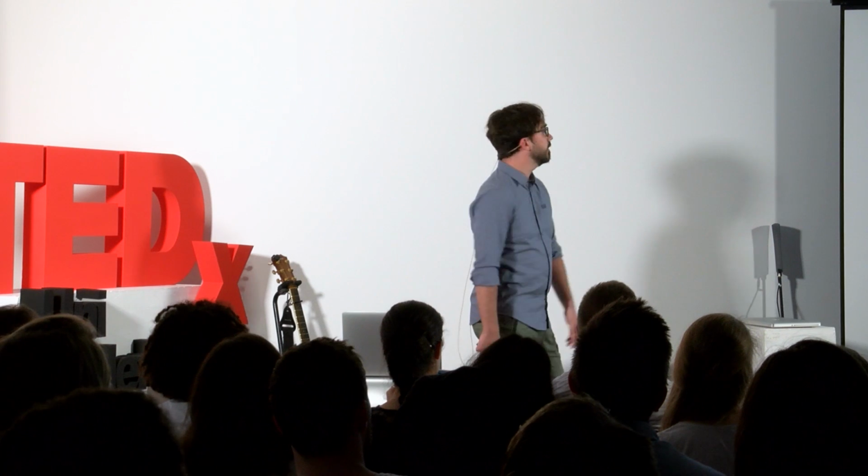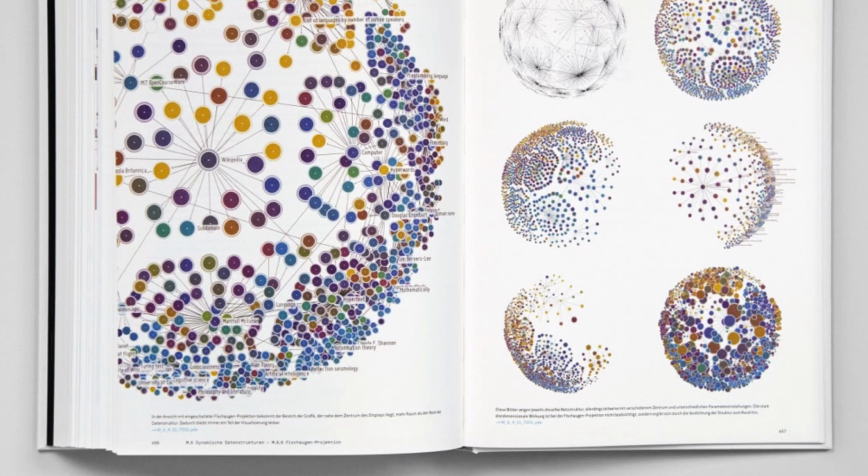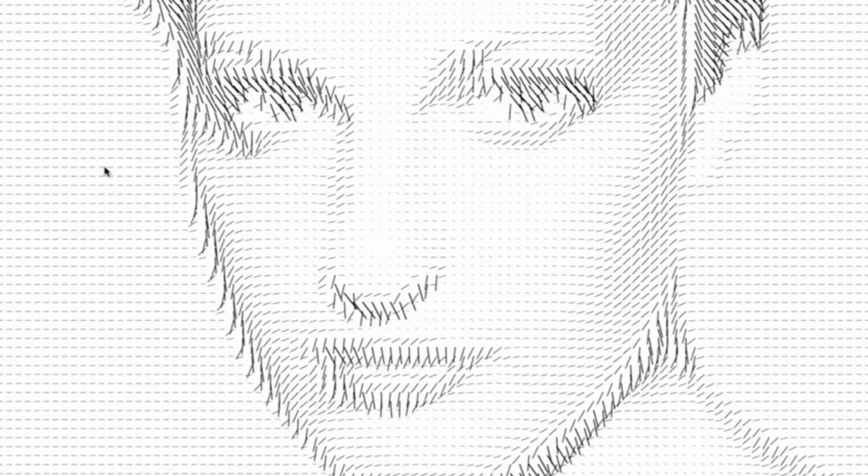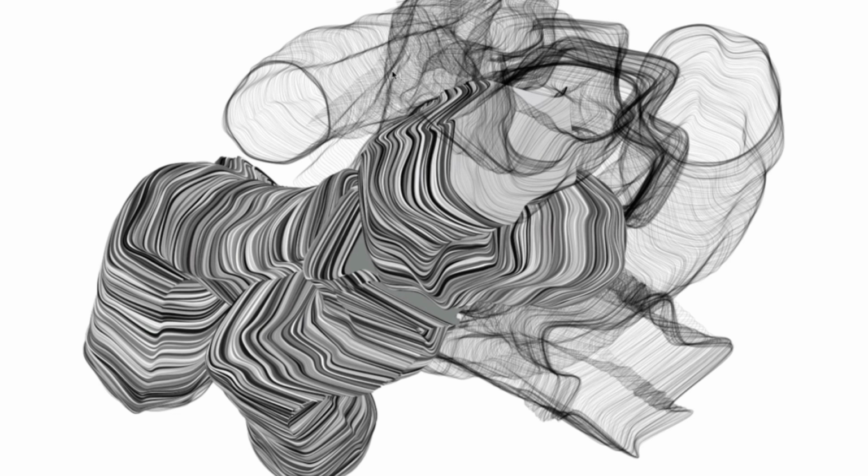Generative Design, right? It contains artworks like this one, or this one, or this one. As you can see, there's a huge complexity in these works, right? There's something that makes these works very complex.